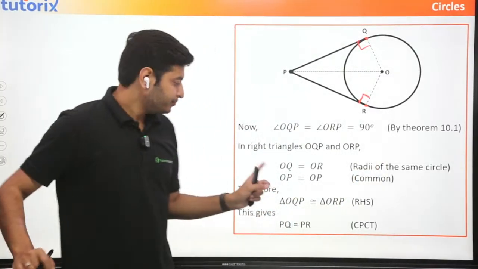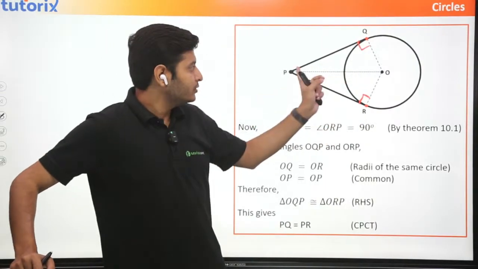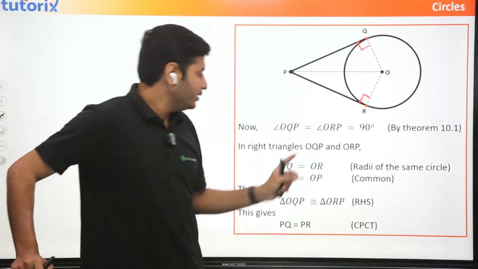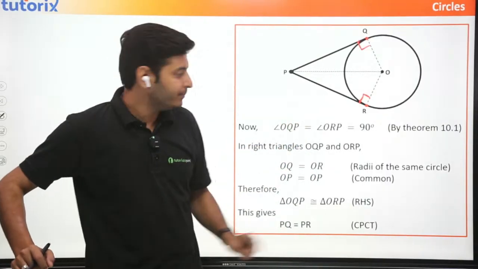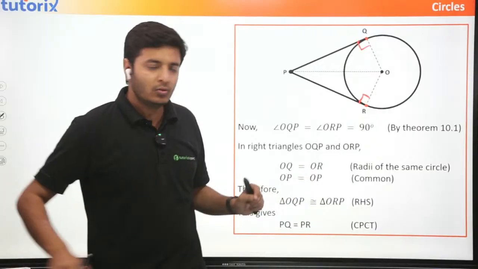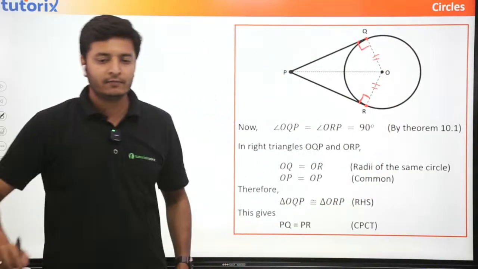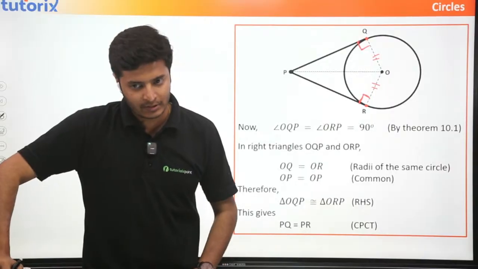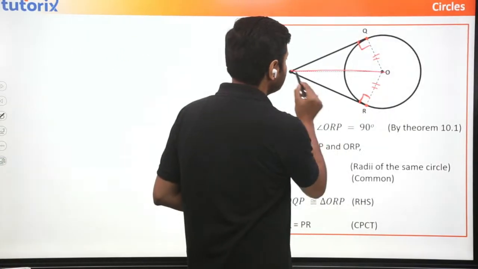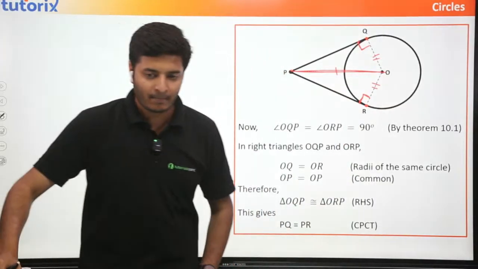Now, these two triangles are right angle triangles because they have 90-degree angles. In triangles OQP and ORP, we can see that OQ is equal to OR, because OQ and OR are radii of the same circle. Yes, they are equal. OP is equal to OP. This side is equal to this side, of course, a common side.